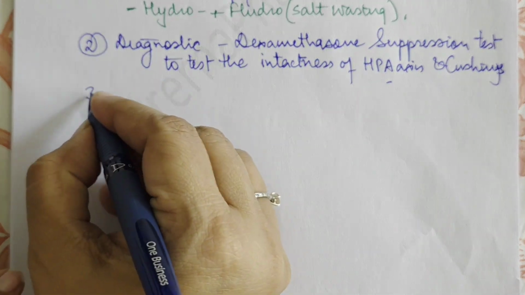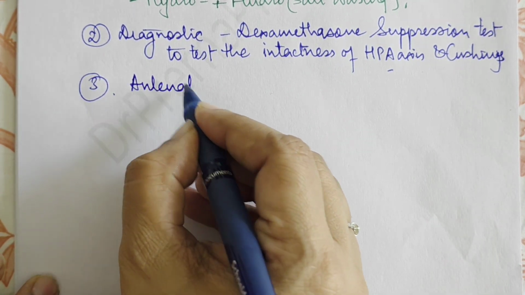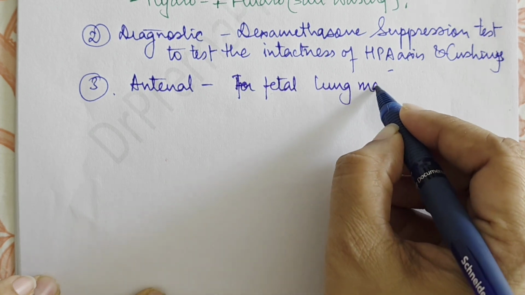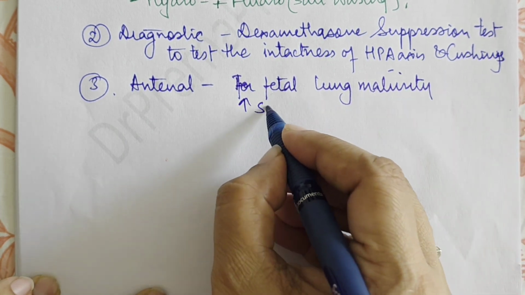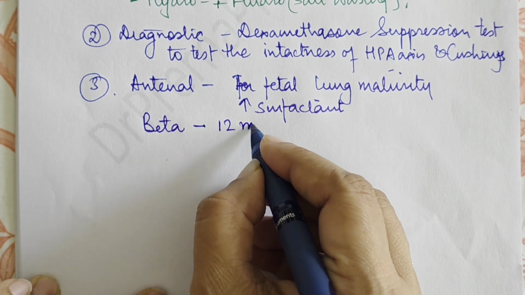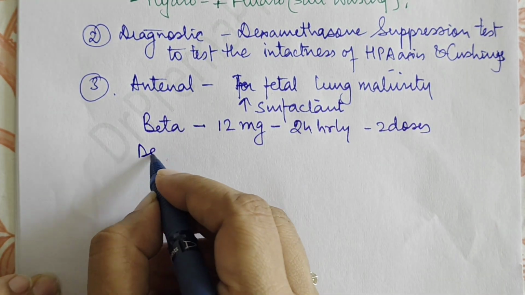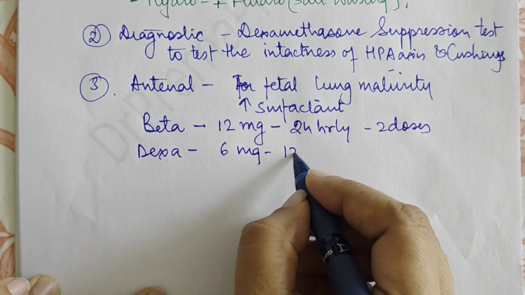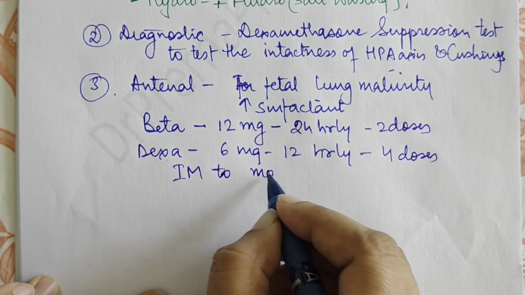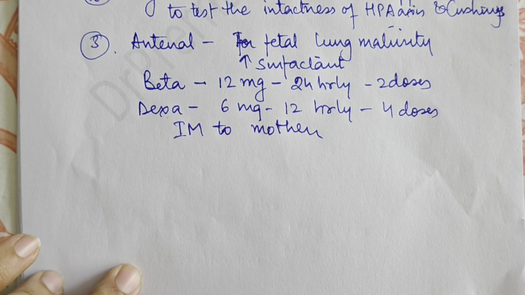The third use of the corticosteroids is antenatal. Now antenatal use, it is used for fetal lung maturity, to increase the lung maturity. How do they do that? They increase the surfactant, right? Now it is seen that betamethasone is given 12 milligram 24 hourly in 2 doses, and dexamethasone is given 6 milligram 12 hourly in 4 doses, and it is given intramuscular to the mother. So this is the antenatal use of dexamethasone in fetal lung maturity. Please remember these doses, they are very important.